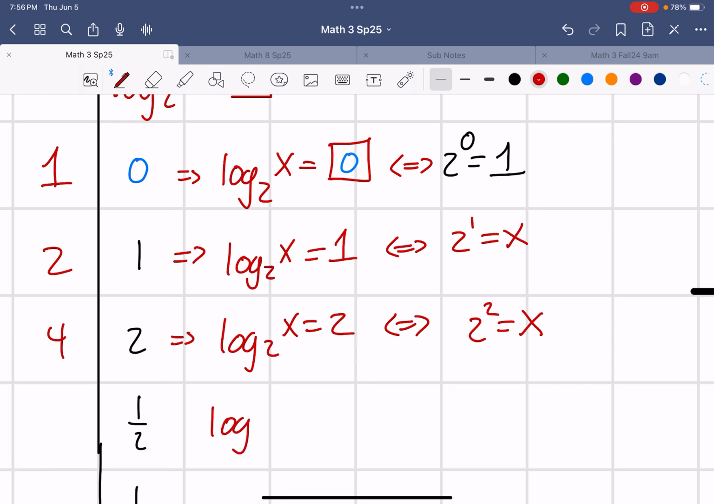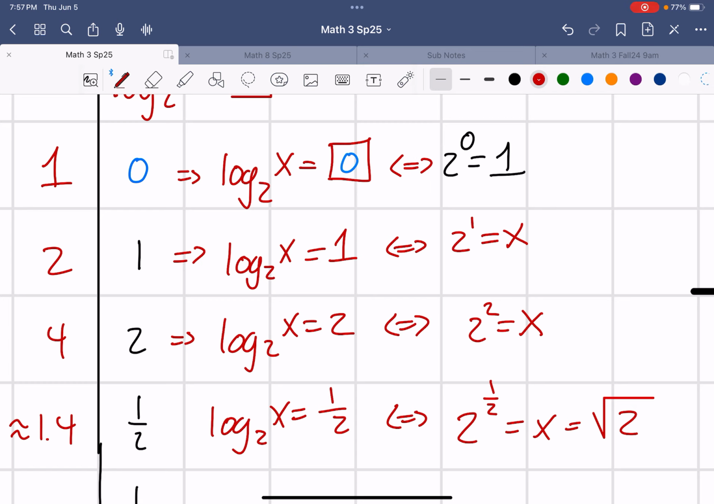We have log base 2, x is equal to 1/2, which is going to be 2 to some power which is equal to x, which you can actually rewrite as the square root of 2, which is approximately 1.4.